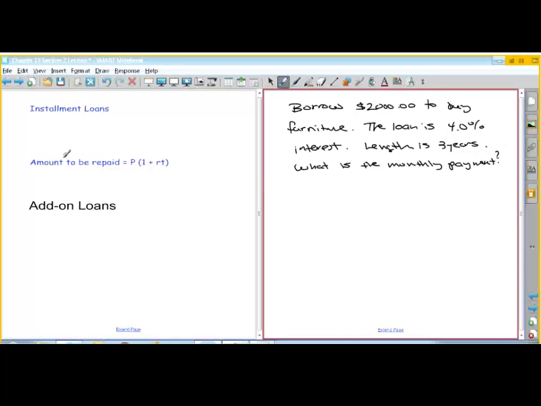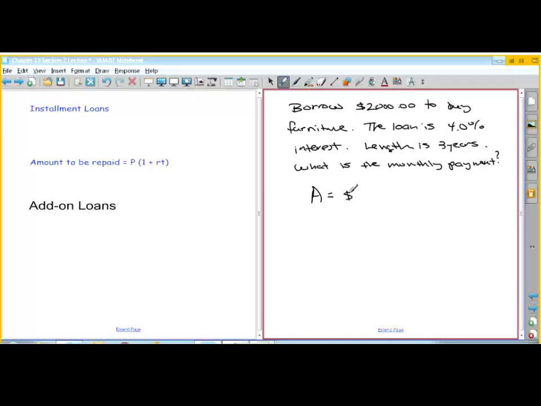So the way you do it is you basically figure out how much you need to repay. We'll call that A. The amount to repay is the principal, which is the amount you borrow, times 1 plus the interest rate times the number of years. And there's no exponential thing here, so it doesn't give you credit for paying off in monthly installments. It just spreads out the cost over the period of the loan.